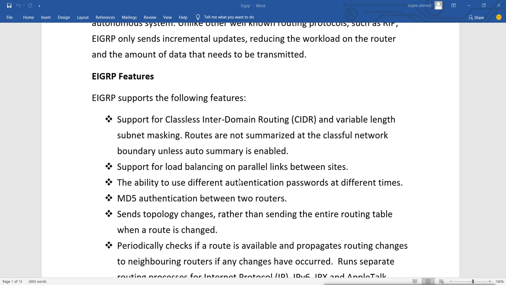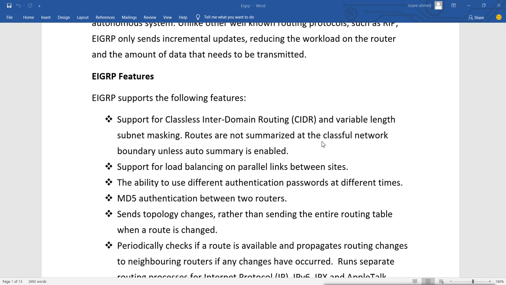But for doing route summarization, we don't have to make areas. In OSPF, you have to make areas to do the route summarization. But for EIGRP, you can do it from anywhere. You don't have to divide your single autonomous system into multiple different areas just to do the route summarization. You can do it anywhere.